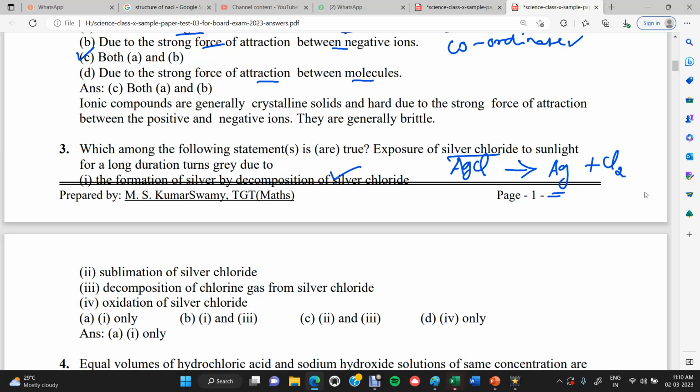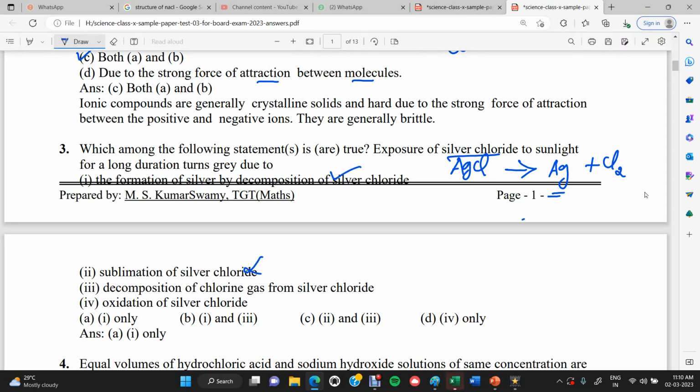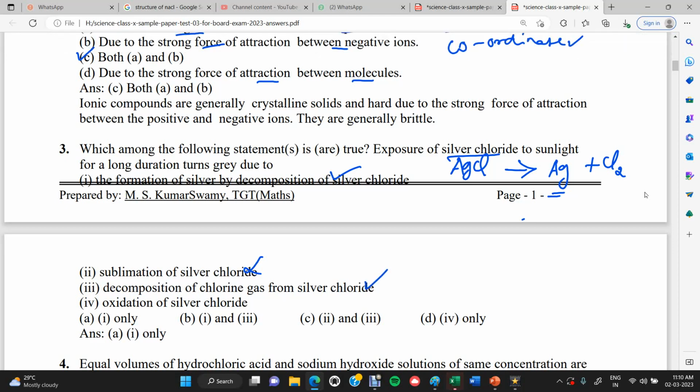Sublimation is not the right answer. Decomposition of chlorine gas from silver chloride. So that also we can say, chlorine gas has been evolved. Oxidation of silver chloride is not the right answer. So option 1 and 3 is the right answer here.